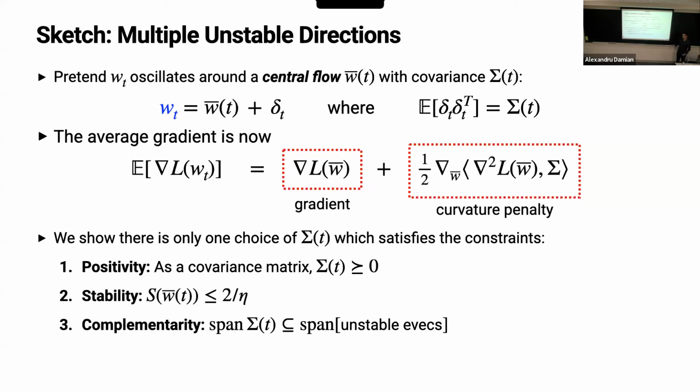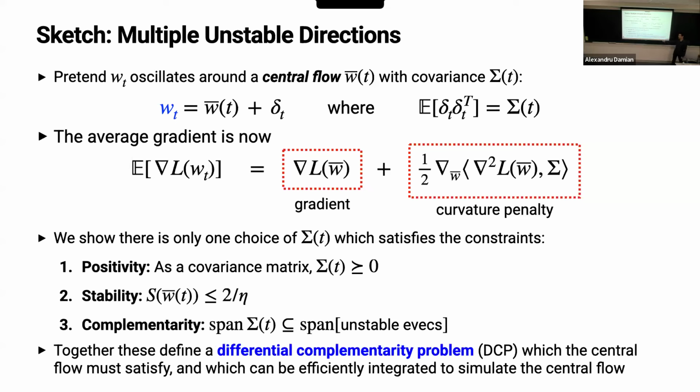And the type of object that you get at the end is what's called a differential complementarity problem. So this is related to the theory of complementarity, specifically semi-definite complementarity problems. But these can be efficiently simulated. There are numerical solvers for them, and we essentially use one of these numerical solvers to simulate our central flows.